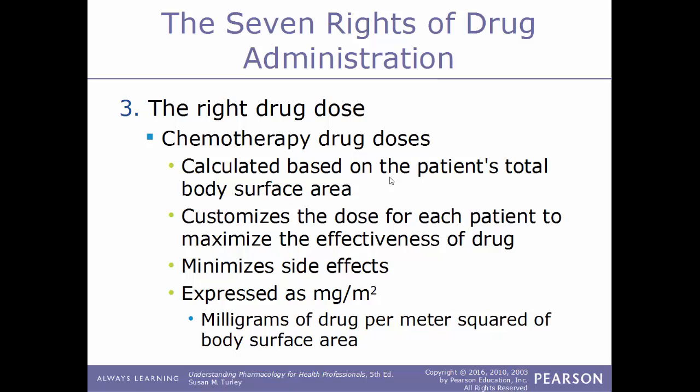If you have 2 patients who are receiving the same chemotherapy drug, one is 300 pounds and one is 100 pounds, obviously they're not going to get the same dosage, because giving both of them the same dosage will make one very, very sick or have very little effect on the other. So when it comes to chemo drugs, it has to be calculated by body surface area.